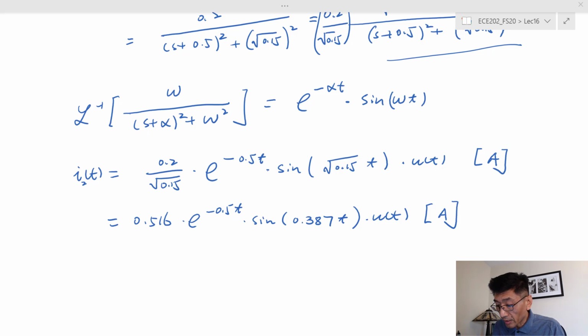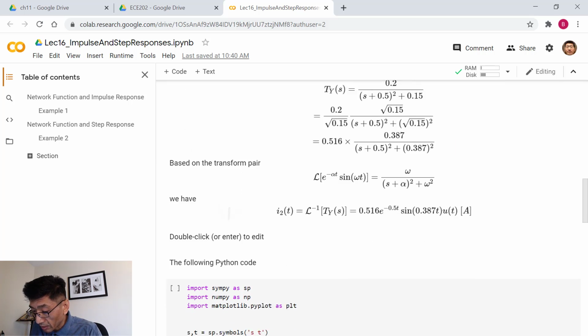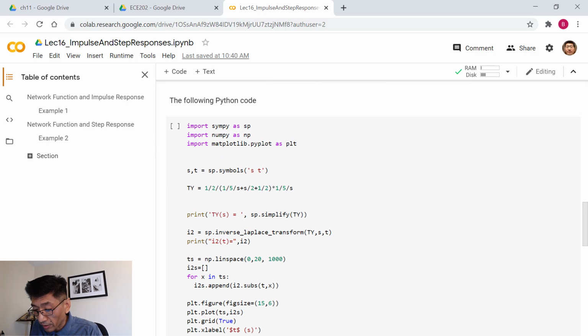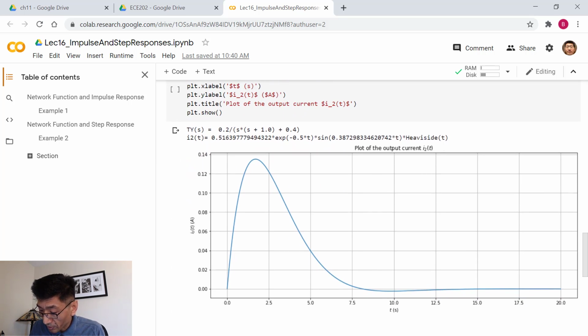And this example is also fully worked out in the Google Colab. And these are the numbers, we got all the same numbers, and also there's Python code to calculate the inverse Laplace transform for I2, and I also plotted this waveform. So this is the waveform of I2.